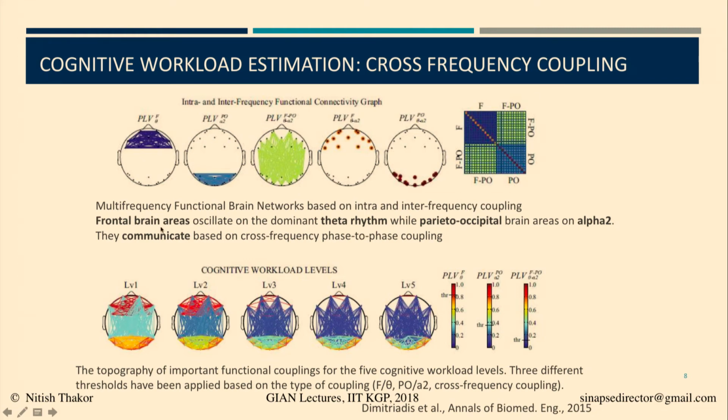So here then the conclusion was multi-frequency functional brain network based on interfrequency coupling. The frontal brain areas oscillate on the dominant theta rhythm. So frontal brain areas show a lot of theta rhythm, while parieto-occipital, so left to back, are more alpha 2, sort of higher alpha frequency. So it's an interesting observation. Since my name is not Buzsaki, I can't say what that oscillation means, but the brain may have a reason for this oscillation. I mean, alpha 2 is arbitrary, but clearly something from low to high frequency: low frequency oscillation in the front and somewhat higher frequency oscillation in the side and back.